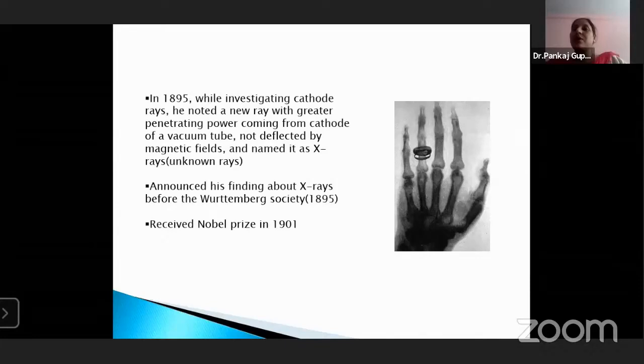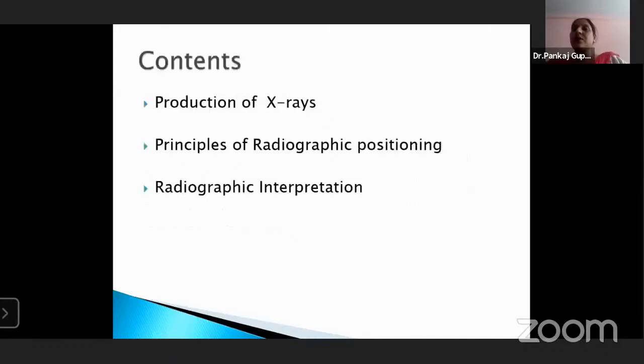He presented his findings of these X-rays before the World Society in 1895, for which he received the Nobel Prize in 1901. Since the discovery of X-rays in 1895, these rays have been used extensively in medical imaging for the diagnosis of various ailments in humans as well as in veterinary medicine. Now, the content of basics of radiography will include production of X-rays, principle of radiographic positioning, and radiographic interpretation.